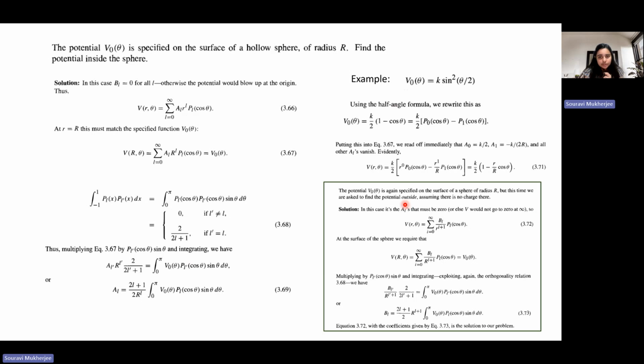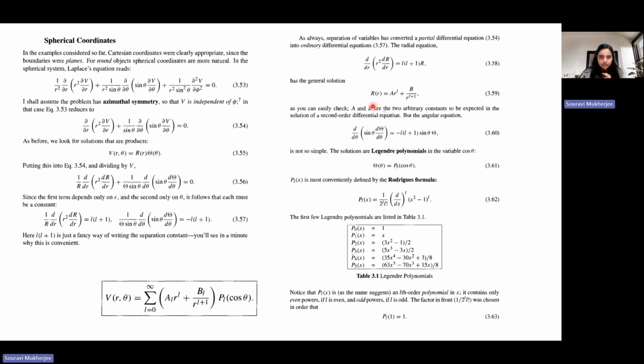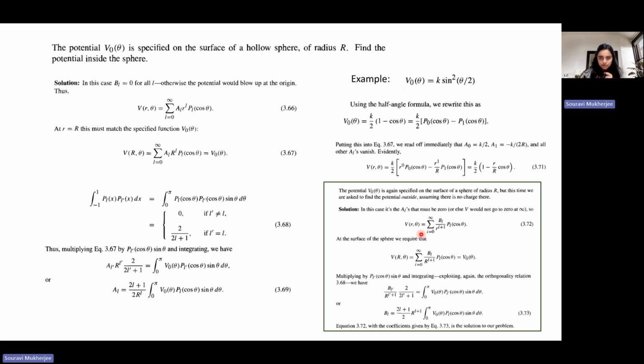But if you're asked to find the potential outside the sphere, then looking at the general expression, if r goes to infinity, your first term will blow up. So for finding the potential in a region which is not bounded, where r can go to infinity, you have to keep just this term. The general form of your potential will look like this, and the other processes remain the same. You use the boundary conditions and the Fourier trick to find the coefficients.